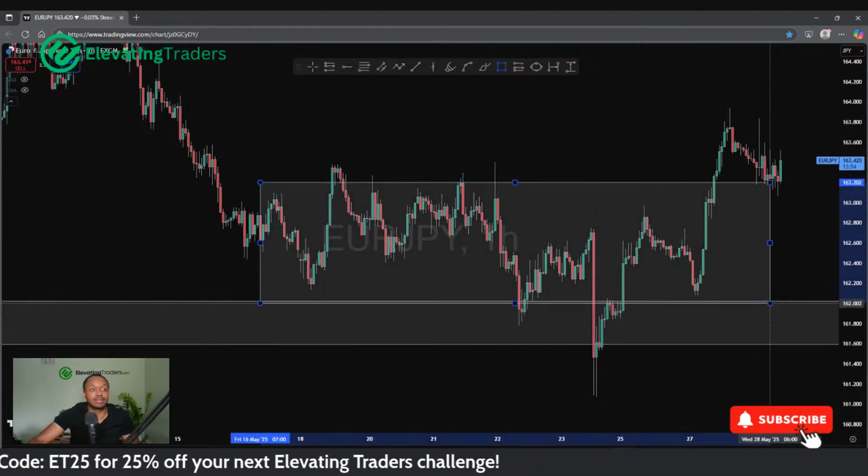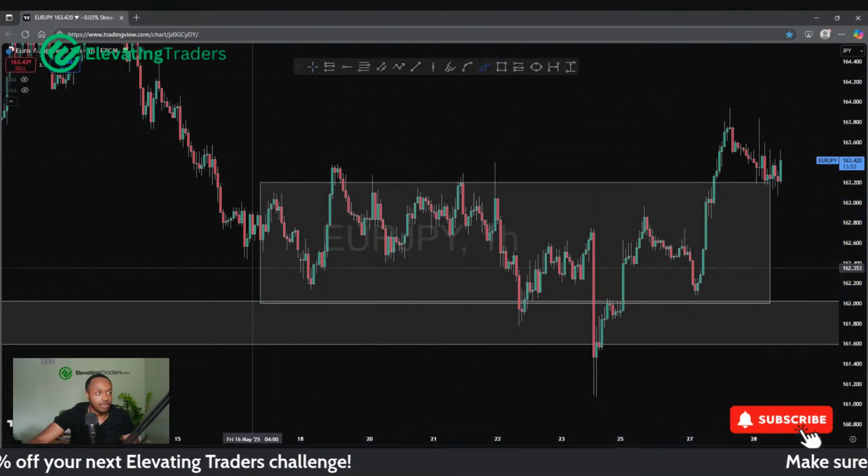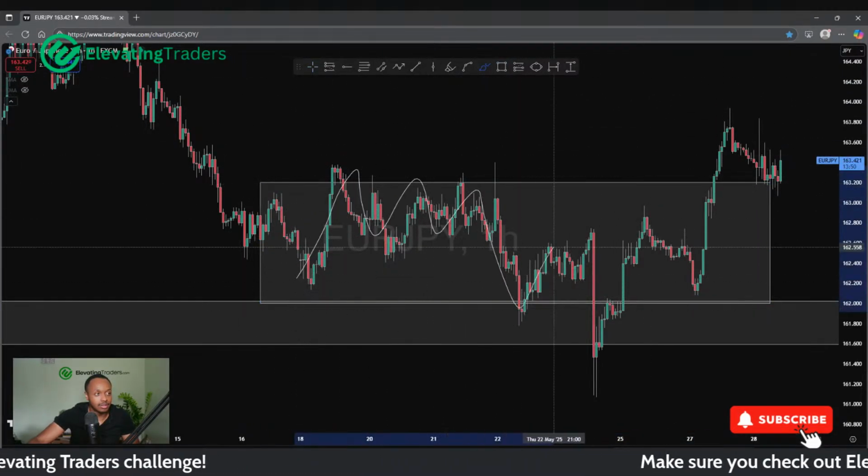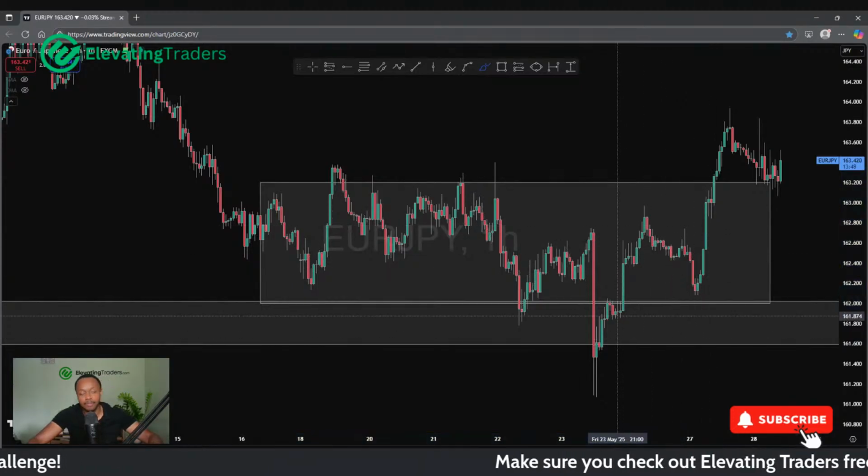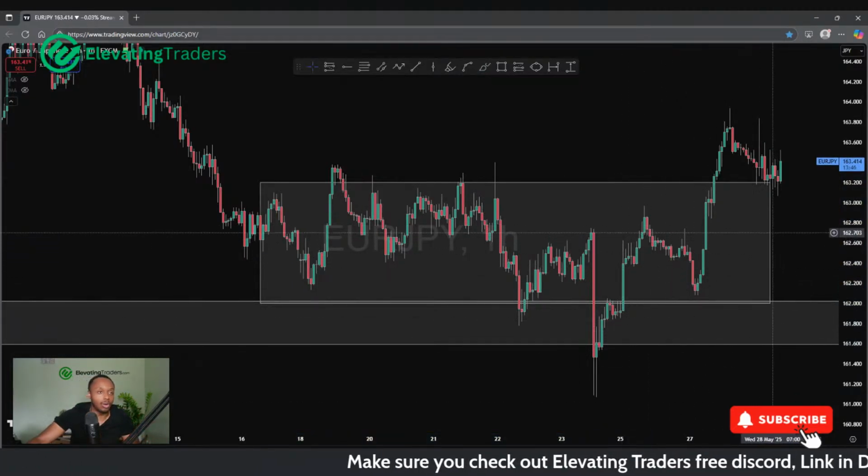Because this is basically noise here. There's a lot of resistance, a lot of support, price just moving sideways. Price is confused about what it wants to do.